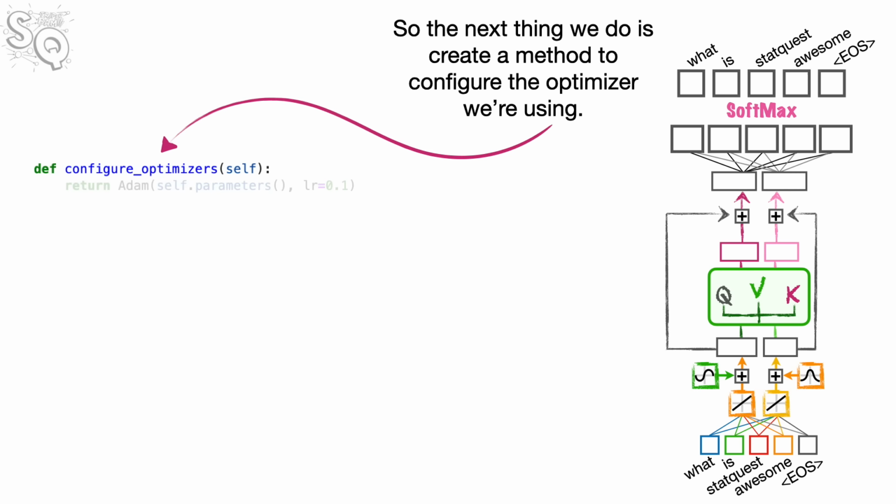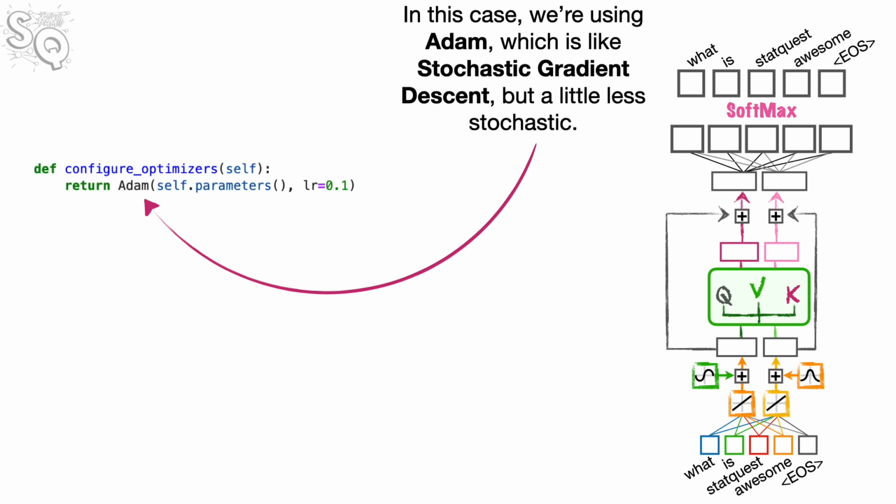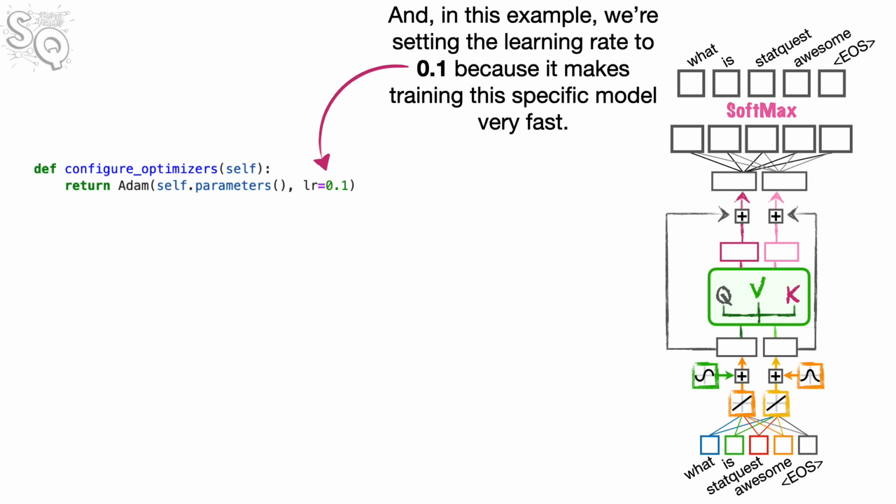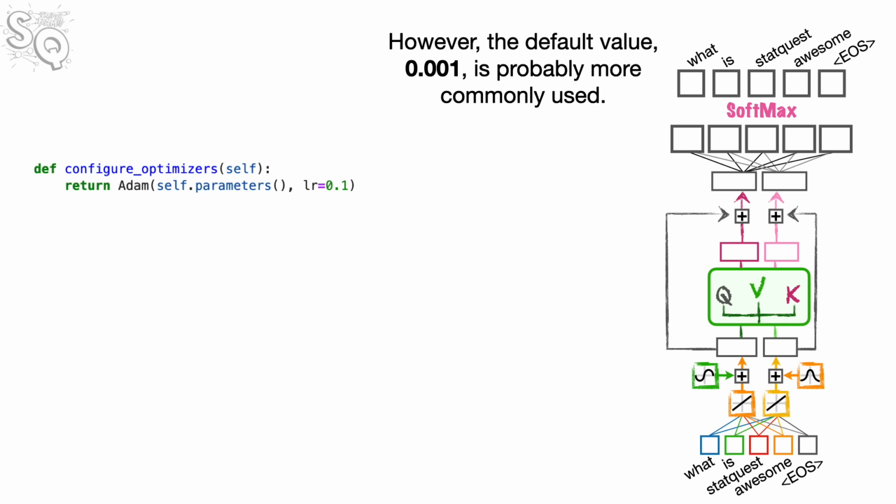So the next thing we do is create a method to configure the optimizer we're using. In this case, we're using Adam, which is like stochastic gradient descent, but a little less stochastic. And we're passing all the weights and biases in the model that we want to train, which is all of them, to Adam. And in this example, we're setting the learning rate to 0.1 because it makes training this specific model very fast. However, the default value, 0.001, is probably more commonly used.